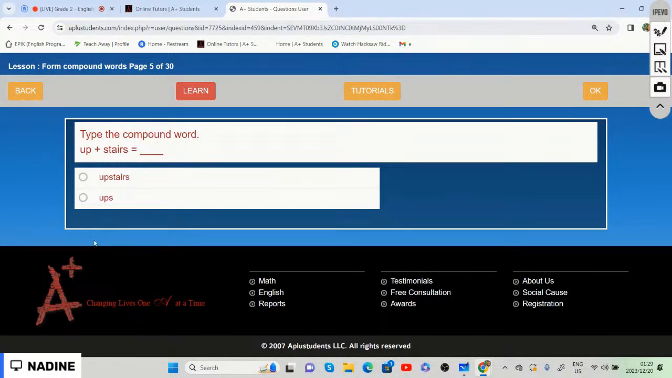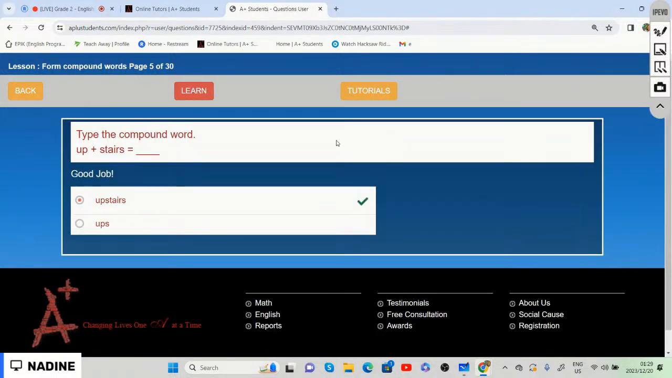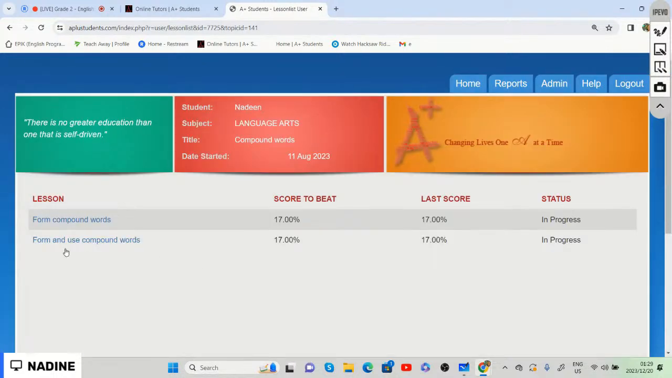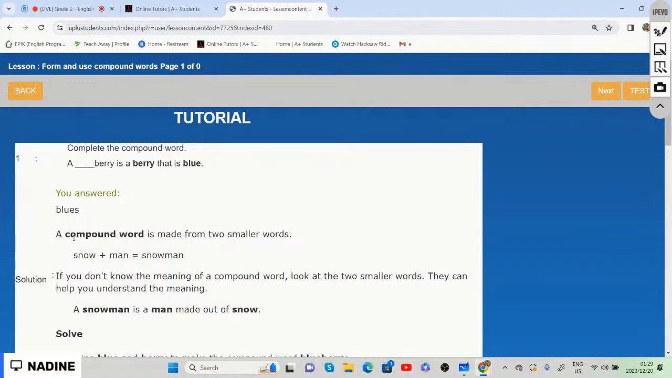All right, so up and stairs, we can say is upstairs, right? It's a compound word, which is upstairs. All right, so that was us forming compound words, right? So now we're going to form and use compound words. And remember, we said earlier on that if you, for example, don't know the meaning of a compound word, then what you can do is look at the two smaller words, try to make meaning of each one of the smaller words, and then we put those two words together and we try to find the meaning of the big word, which is the compound word, right?